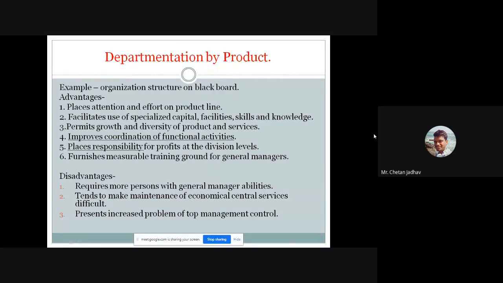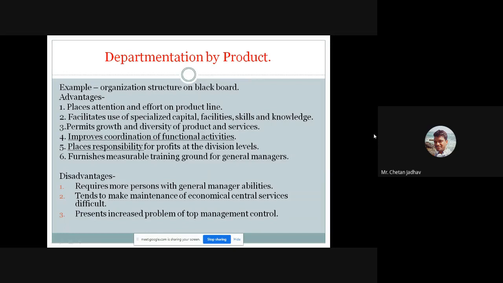But we are going to make departmentation product-wise, meaning buses, cars, trucks. In that bus department, like a product department, we are going to again divide into design department, product department, production, manufacturing, inspection, and this is the same department-wise.